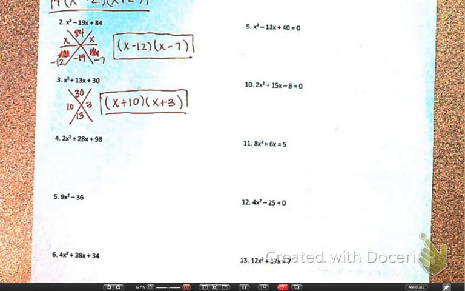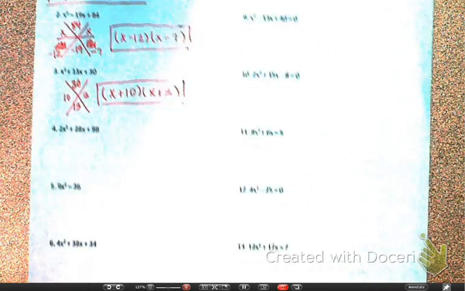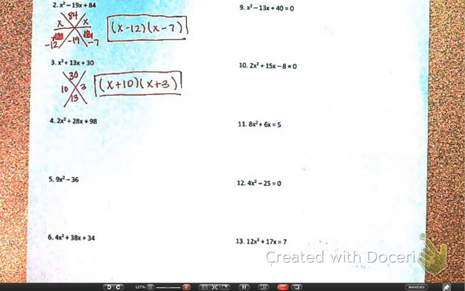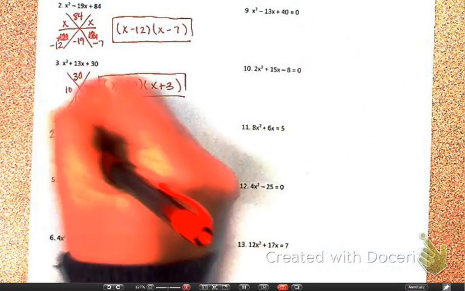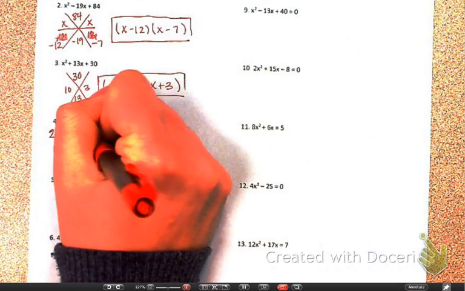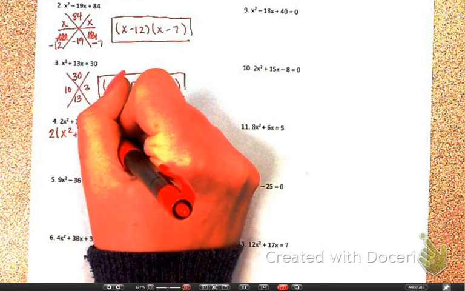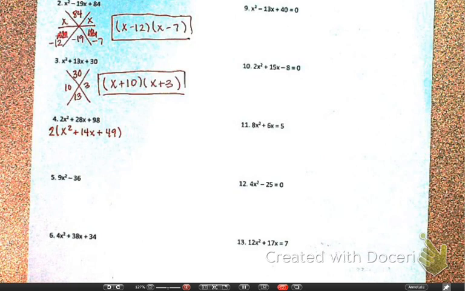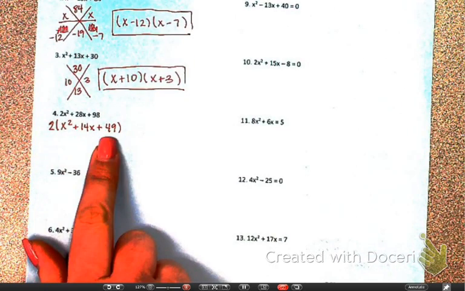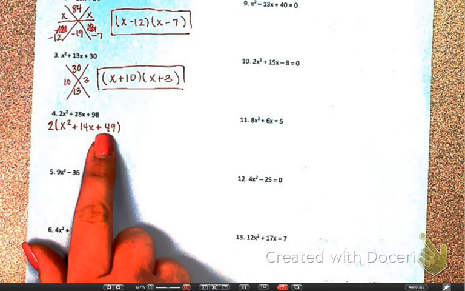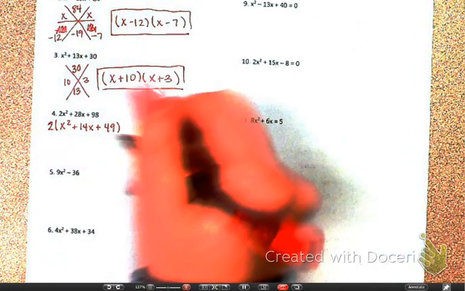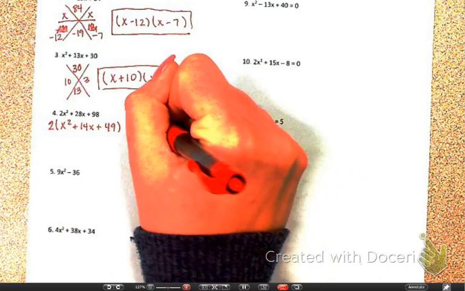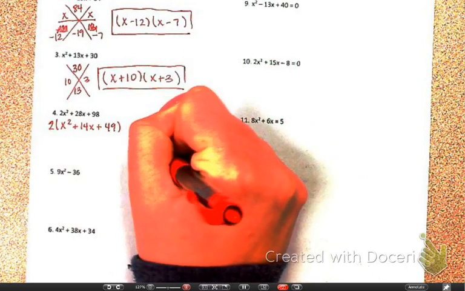Number 4. Where should I start with number 4? GCF. What can I pull out? A 2. So if I pull out a 2, I'm left with x squared plus 14x plus 49. I pulled out the GCF of 2. I'm going to look at what's inside the parentheses to see if I can factor any more. What can I use here to factor? The x. If I use the x, I'm looking for two numbers that multiply to 49 and add to 14.